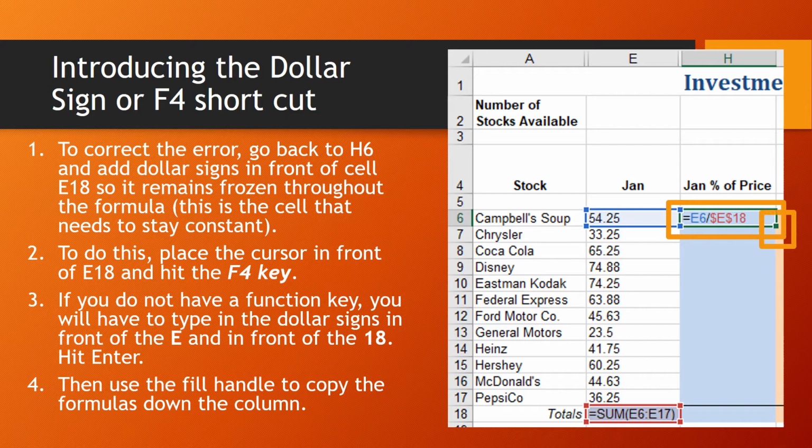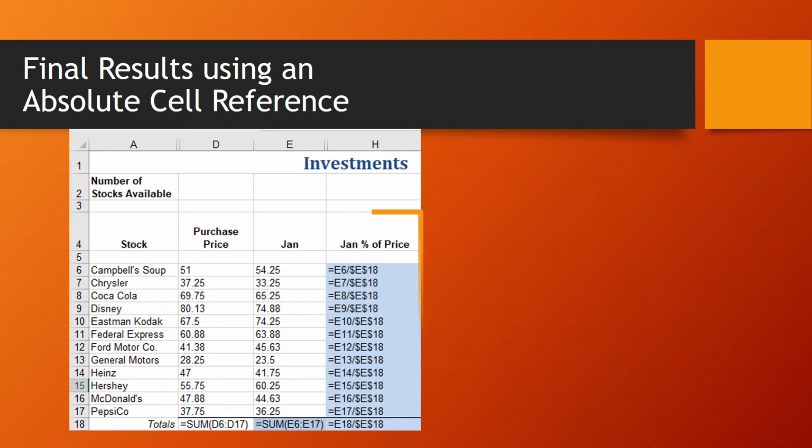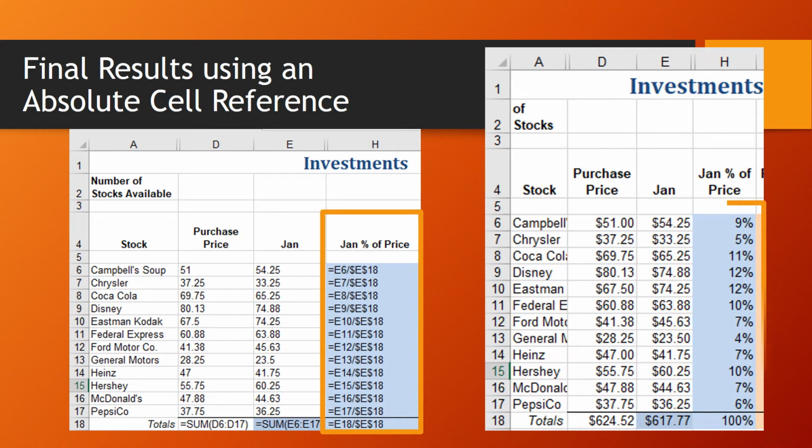Now we can use the fill handle to copy the formulas down the column because we have told Excel about the exception. So if we look at the examples now, when we use the fill handle down column H, notice there is no longer an error. If we look at the actual answers, we're going to see on the example to the right that we have all the percentages in, and when we get to the very last cell, it equals 1 or 100%.